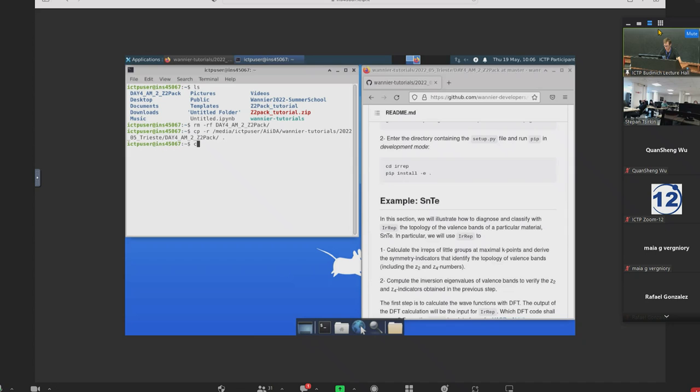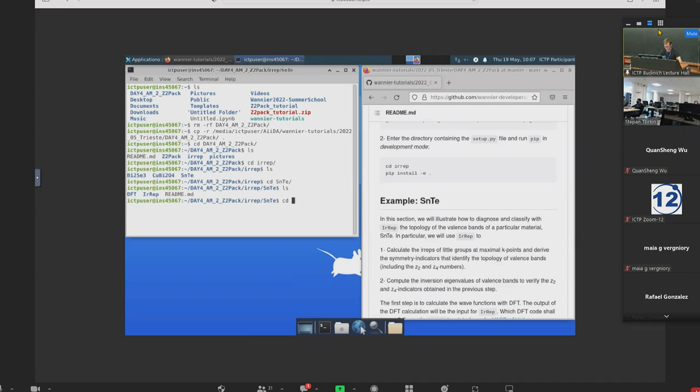So we are going to start with the telluride, and we are going to calculate the irreducible representations of valence bands. We are also going to check the calculation of the set 2 and set 4 numbers. So let's go to our directory. You see that there are many directories here. We are working with irrep, telluride.